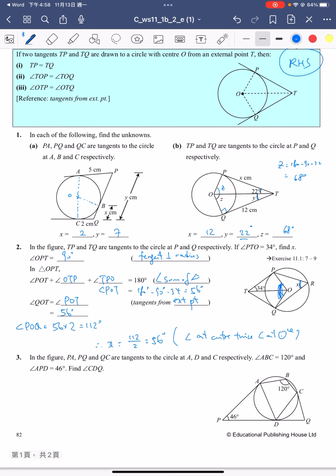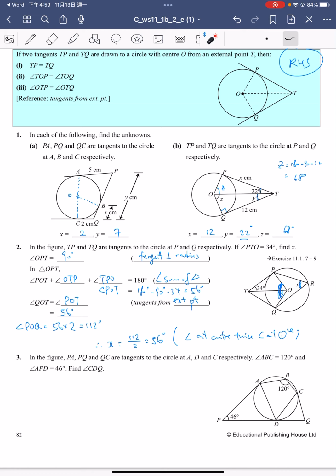Okay, so now we're trying to do question 3. And in the figure, we have PA, PQ, PC are the tangents. So PA, PQ, and QC are 3 tangents to the circle at A, D, C respectively. And first of all, we have this angle is 120, and then the APD is equal to 46. So this is equal to 46. What we want to find out is the angle of CDQ. So how can we find out this angle?